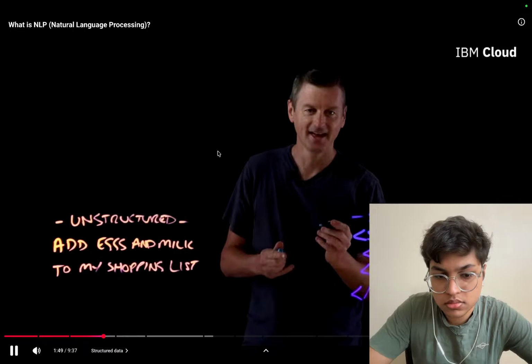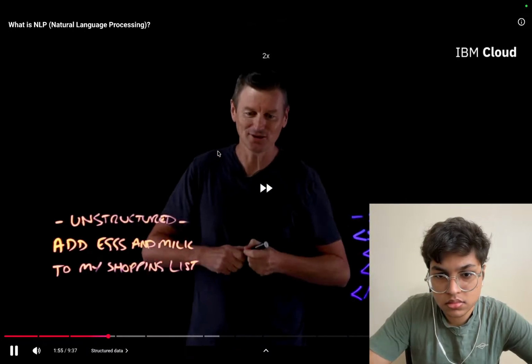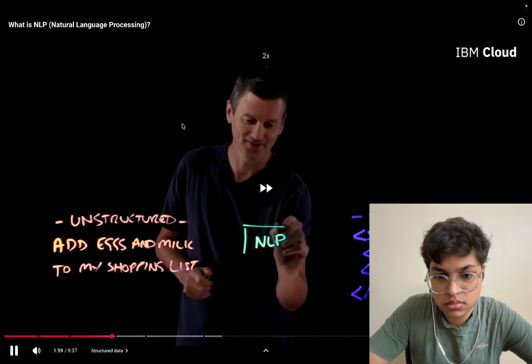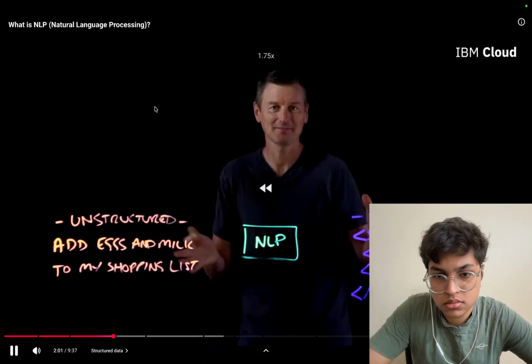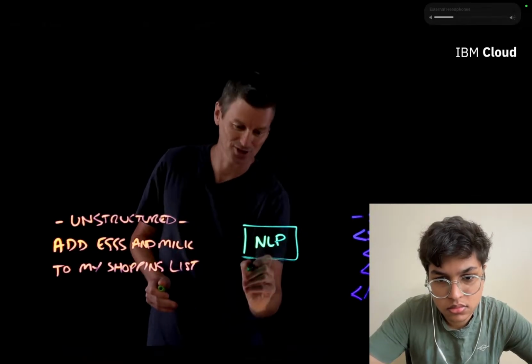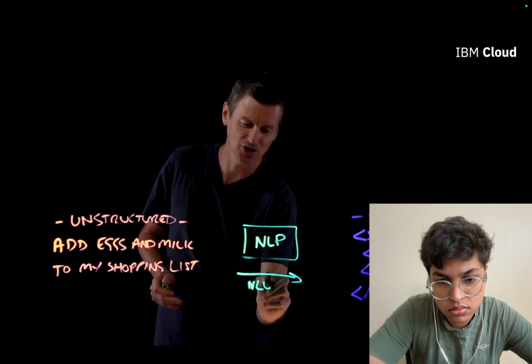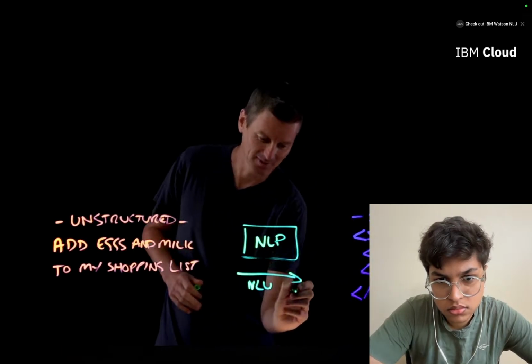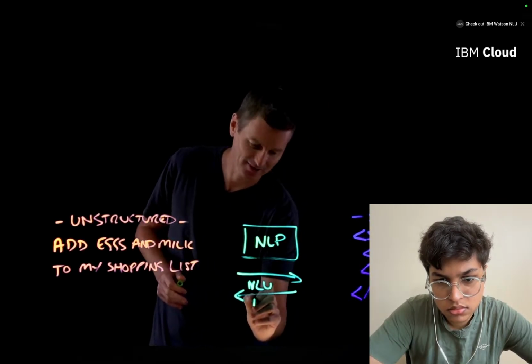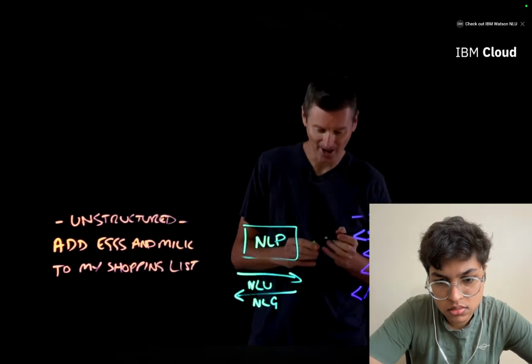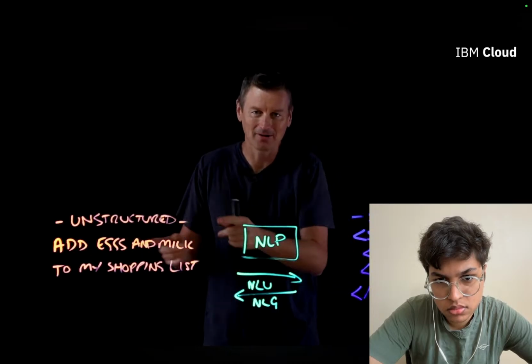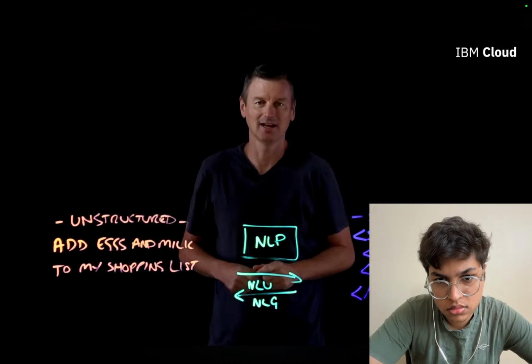Now, the job of natural language processing is to translate between these two things. So NLP sits right in the middle here, translating between unstructured and structured data. And when we go from unstructured here to structured this way, that's called NLU, or natural language understanding. And when we go this way from structured to unstructured, that's called natural language generation, or NLG. Well, we're going to focus today primarily on going from unstructured to structured in natural language processing.